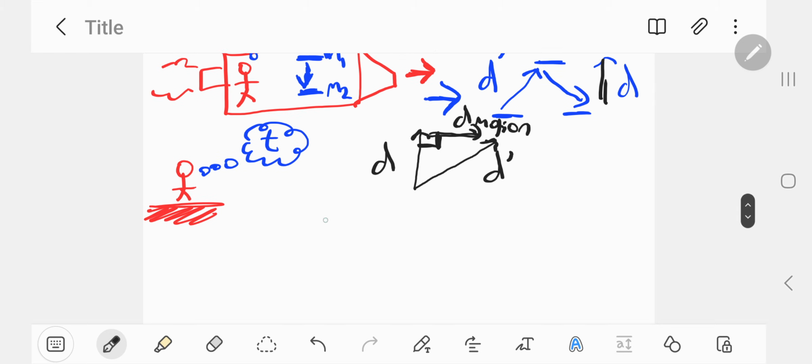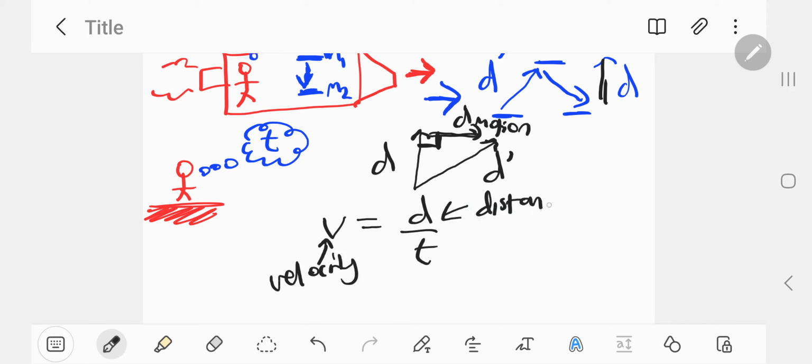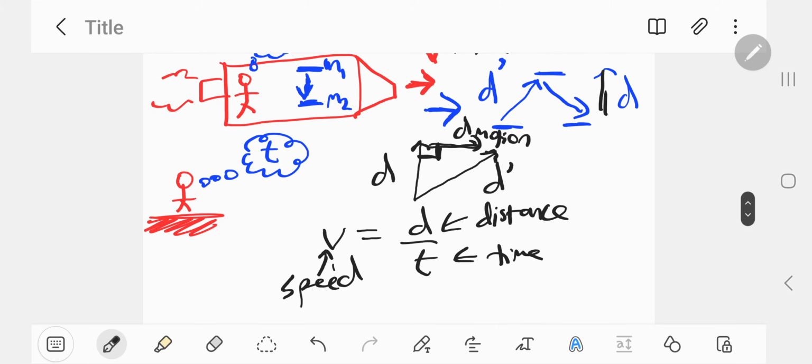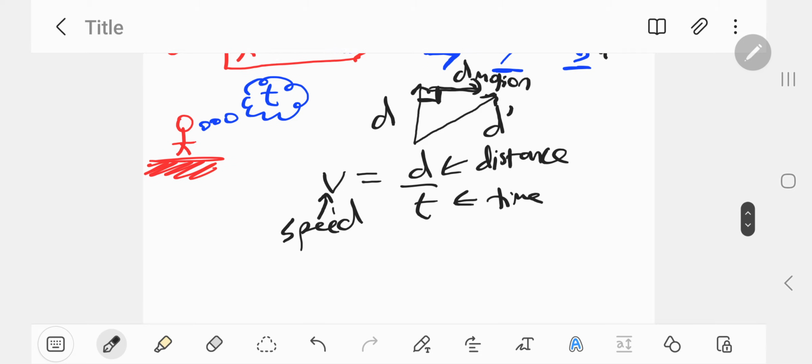Let's use another result. v equals d over t. Velocity, v, or speed, is distance over time. For argument's sake, let's call v speed in this case. Speed is a measure of how much distance you cover in a certain amount of time, and is typically measured in meters per second or kilometers per hour. So let's use this result.